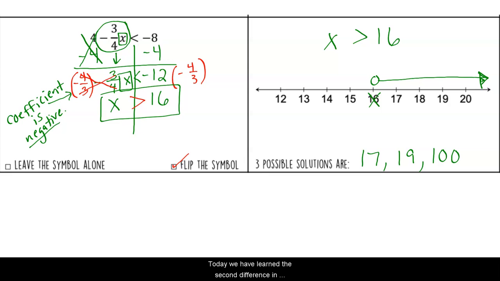Okay, today we have learned the second difference in inequalities, and that is you are going to flip the inequality sign whenever you multiply or divide by a negative number on both sides of the inequality.